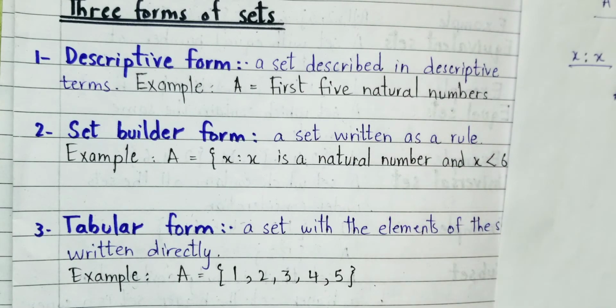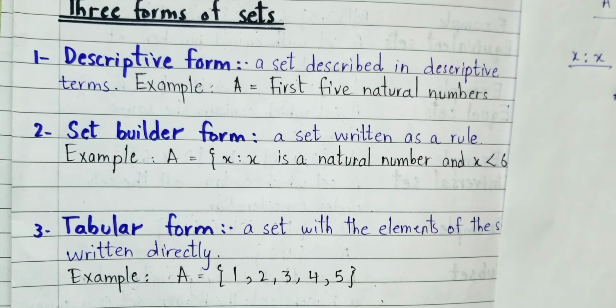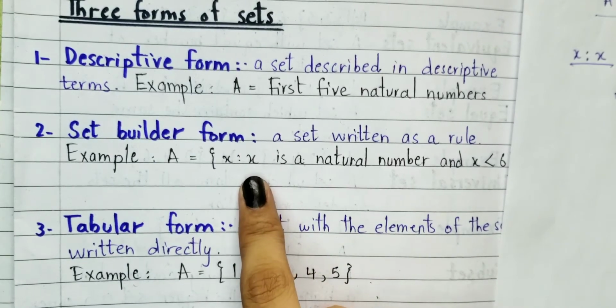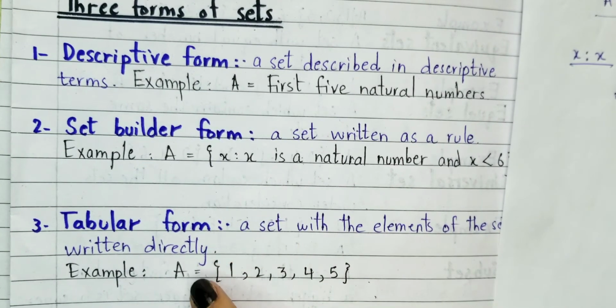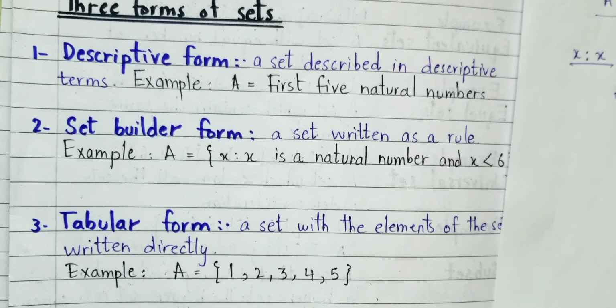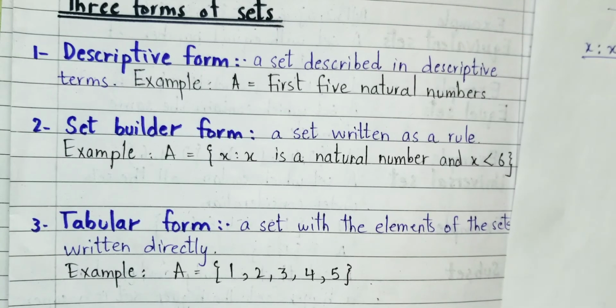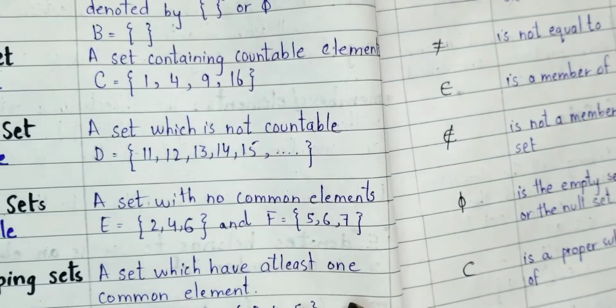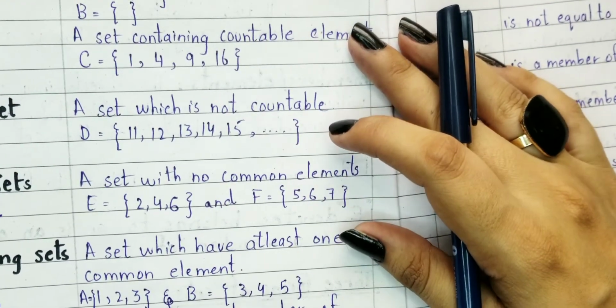So these 3 forms of sets are very important and very easy to remember. The first form is descriptive form, in which we describe our set. The second form is set builder form, in which we describe our set in the form of a rule, and I told you that it always contains this symbol. The third important form is tabular form, and in tabular form, we write the elements of the set particularly. I hope that till now it's clear to you.